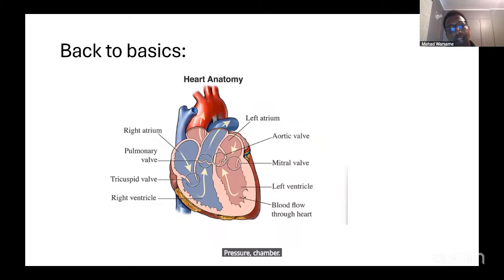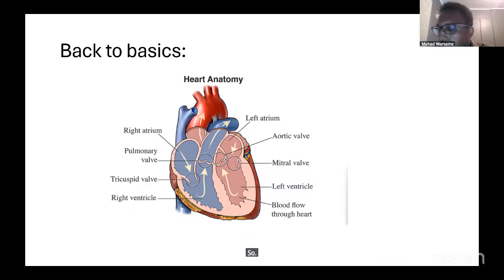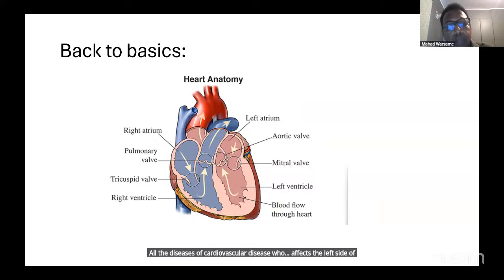The left side of the heart is very thick, because the job of the left side of the heart is to pump blood to the rest of the organs. So my topic will be left side heart failure, because all the metabolic diseases, all the diseases of cardiovascular disease, will affect the left side of the heart.